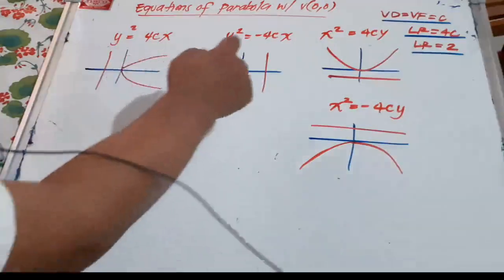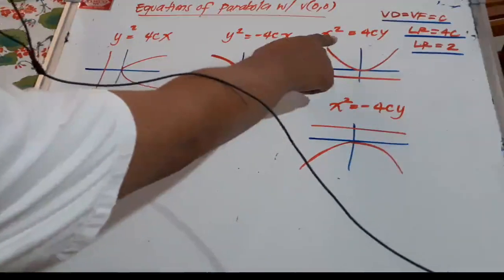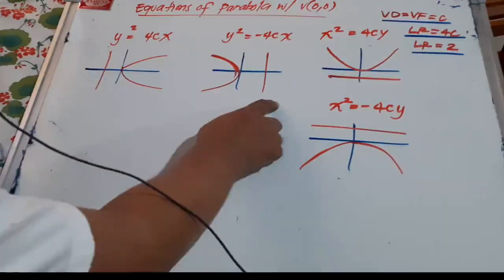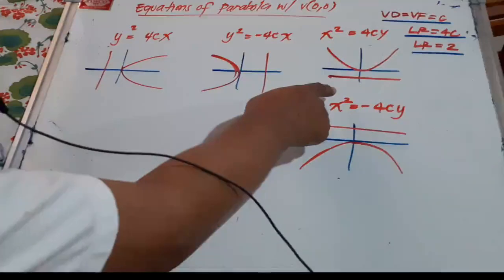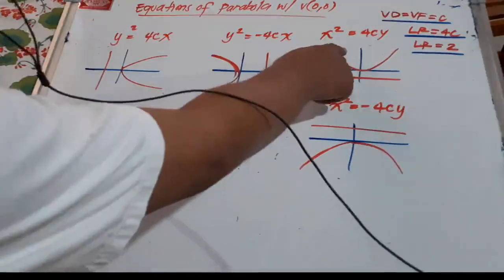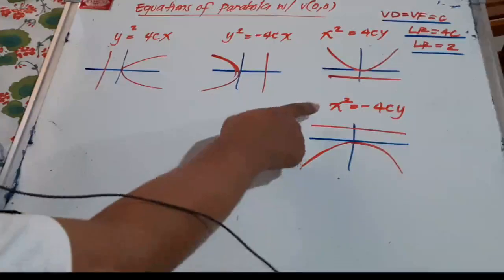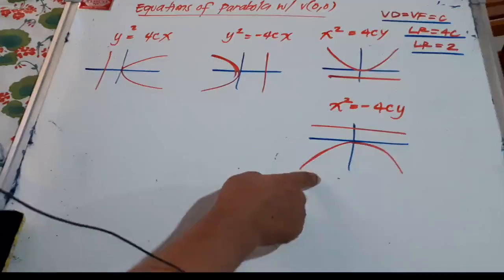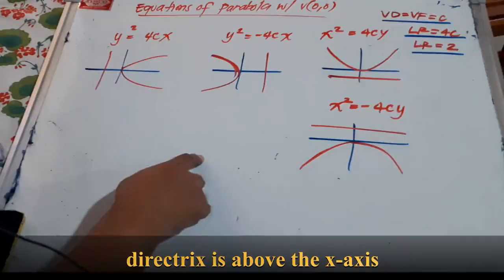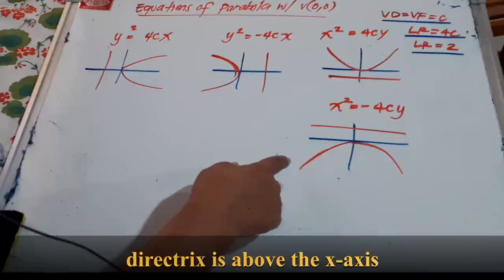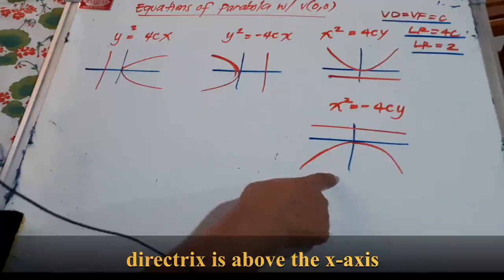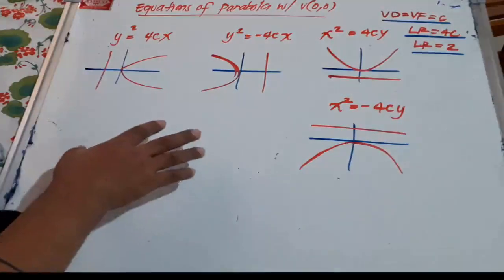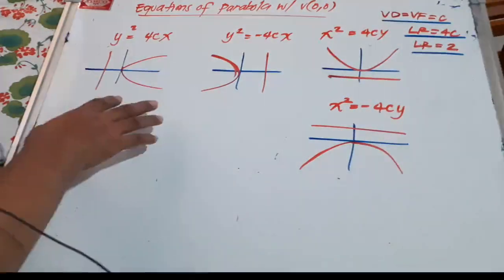Okay? This equation of the parabola x squared equals 4cy, vertex at the origin, the directrix is below the x-axis, and then the curve opens upward. This equation of a parabola x squared equals negative 4cy, vertex at the origin, the directrix is on top of the x-axis, and then the curve opens downward. Okay, so these are the equations of the parabola with vertex at the origin and their corresponding graphs.